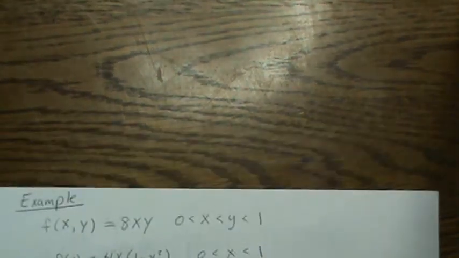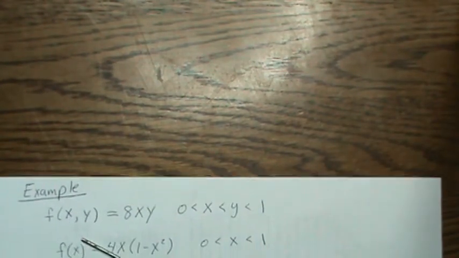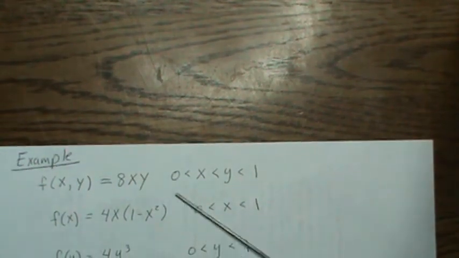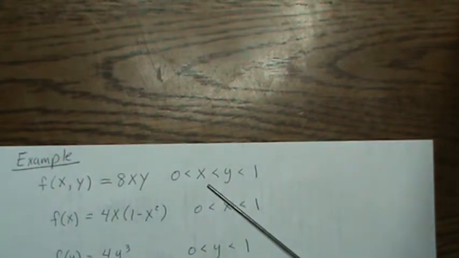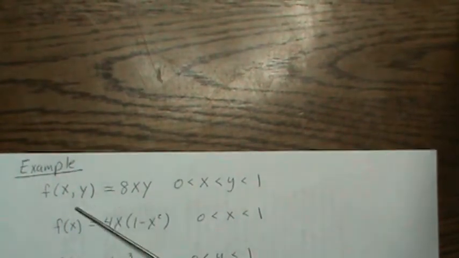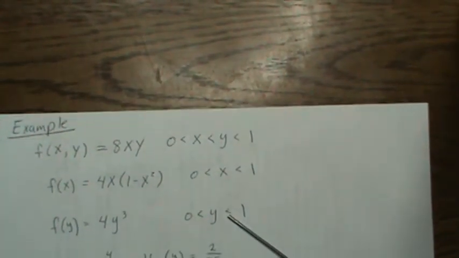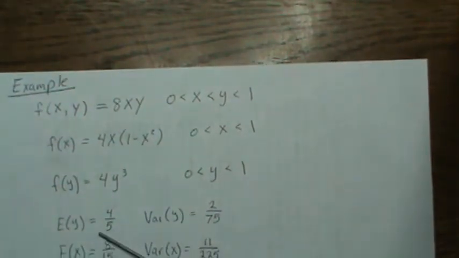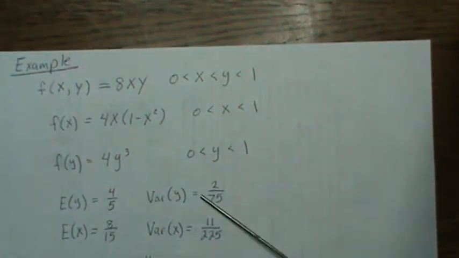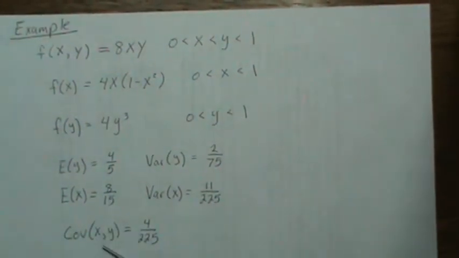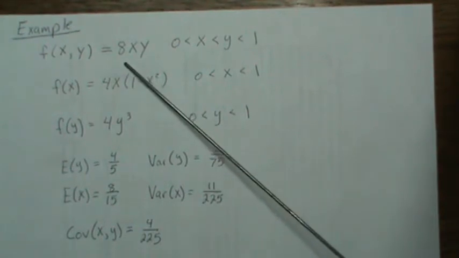Okay, now let's go through a quick example here. So here we're going to let f of x, y equal 8 times xy over this region. And then you can integrate out y and find the marginal of x, which is this. You can integrate out x and find the marginal of y, which is this. And then the mean and variance of each of those distributions you can find. We can also find the covariance of x and y using this expression here.